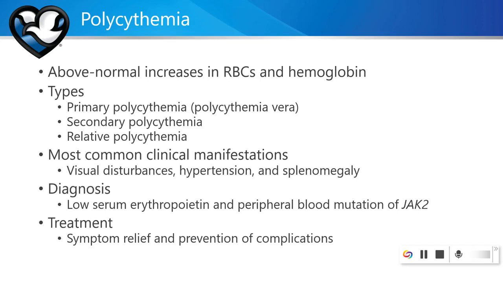Secondary polycythemia occurs because of a disease or circumstance that leads to a decrease in oxygen levels. This may be seen in people who live in higher altitudes. Secondary polycythemia may also be seen in people who use steroids and have chronic heart and lung conditions.